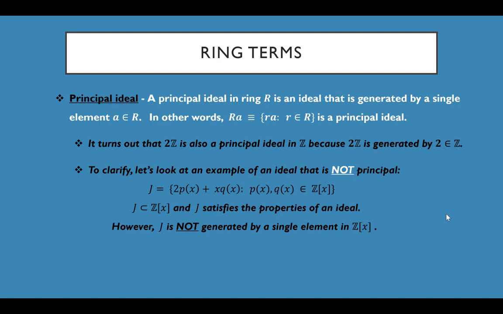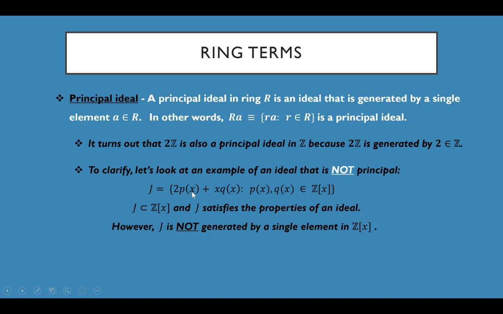At this point, it would be appropriate to talk about an ideal that is not a principal ideal. So I have an example of an ideal that's not principal. Consider the set of polynomials that have integer coefficients. We notate that Z[x]. And I have a subset J, which consists of 2 times a polynomial plus x times a different polynomial, where the two polynomials are in Z[x].